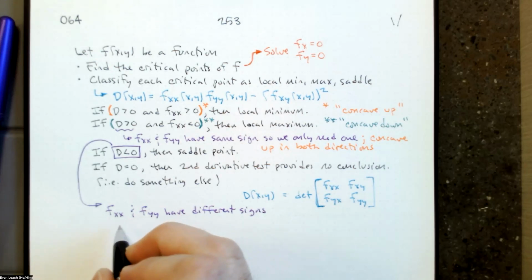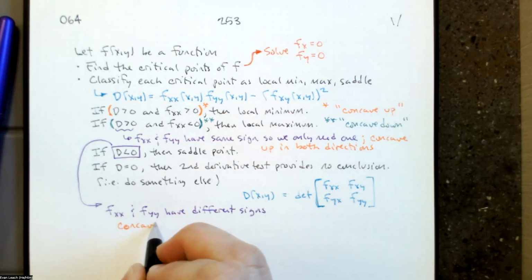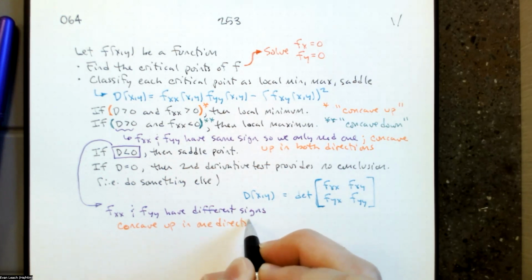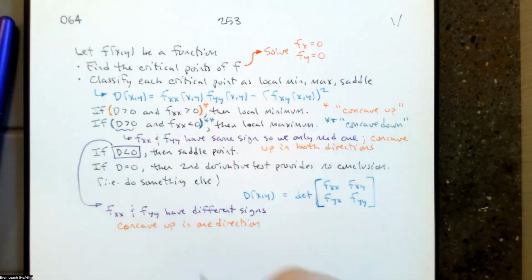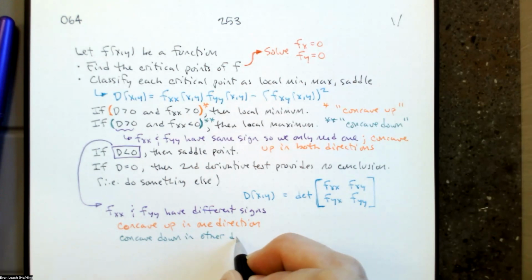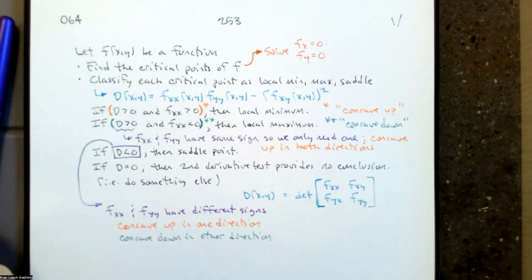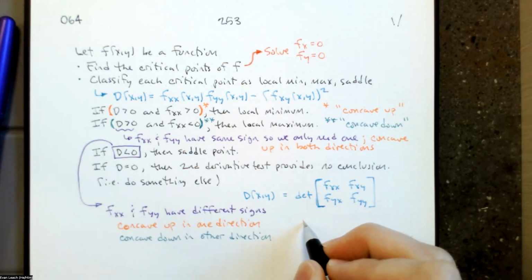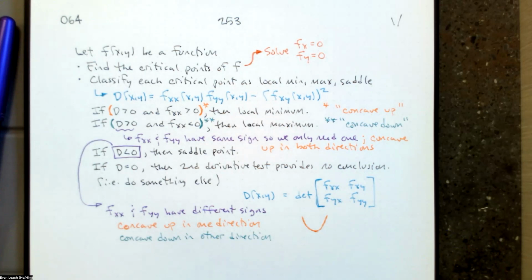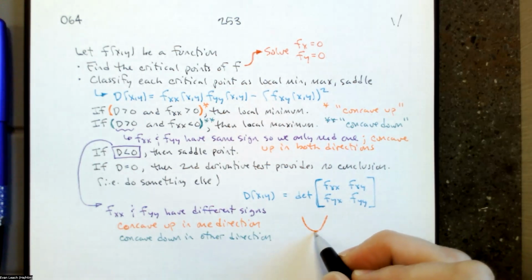So I'll have concave up in one direction, and concave down in the other. So one direction will be going concave up. It's a critical point, so we know we're going to be flat in that direction. And then we'll have concave down in the other direction.